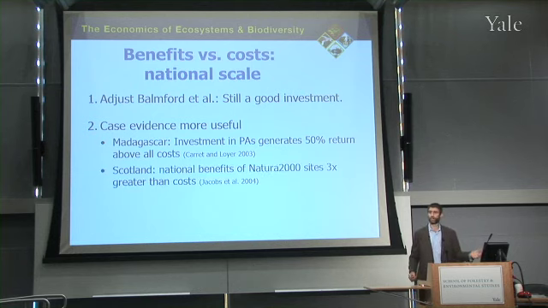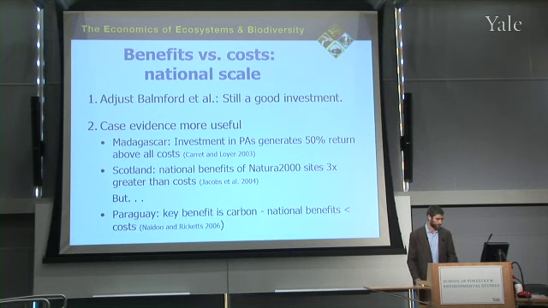Some similar work was done in Scotland. This is costing the Natura 2000 targets, which you may know of. Those are basically the European Union's set of joint targets for an integrated protected area system. This work in Scotland found that the benefit to the Scottish public, not globally because that's higher, but the benefit to the Scottish public was about 3 times higher than the investment at the level of Scotland. Again, a positive cost-benefit ratio.